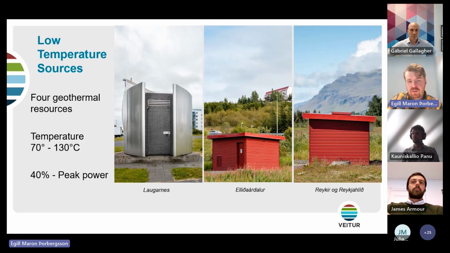So this is how the houses for the wells look like here in Reykjavik. For Reykjavik, the capital area, we have 4 geothermal resources. Laugarnes, which is in the downtown here in Reykjavik, has a temperature of 130 degrees Celsius. While Elliðaárdalur and Reykjahlíð and Reykir, the other systems, are around 80 degrees Celsius. And the low temperature sources produce around 40% of the peak power. And the peak power demand for the capital area is around 1100 megawatts.